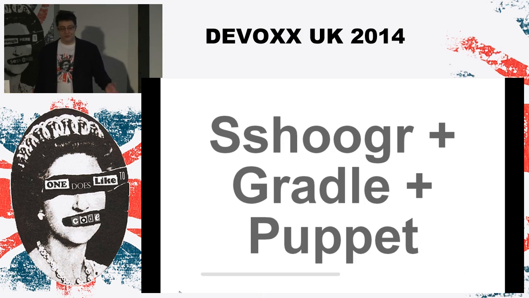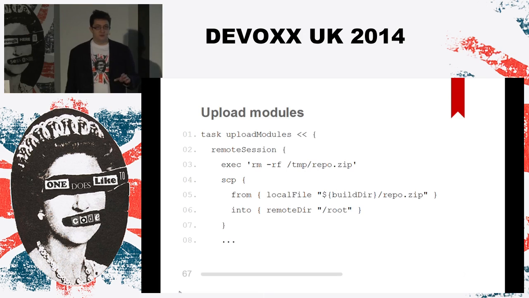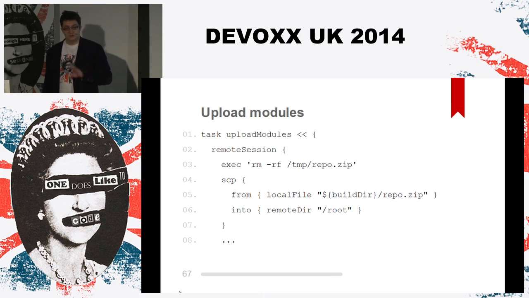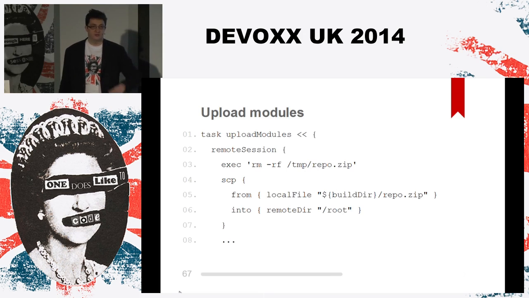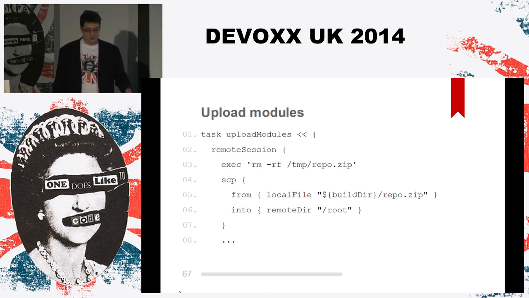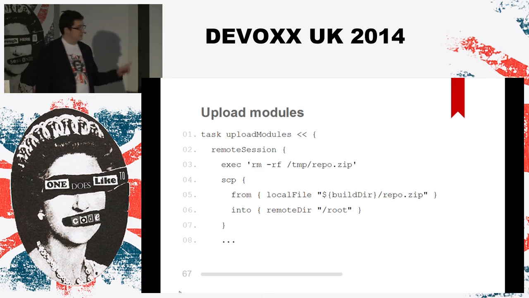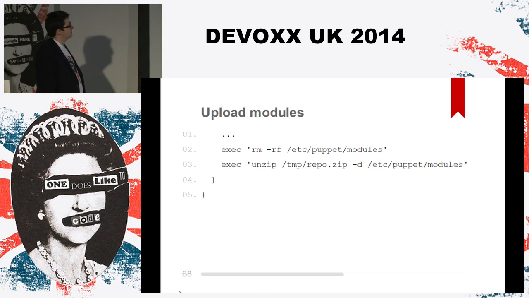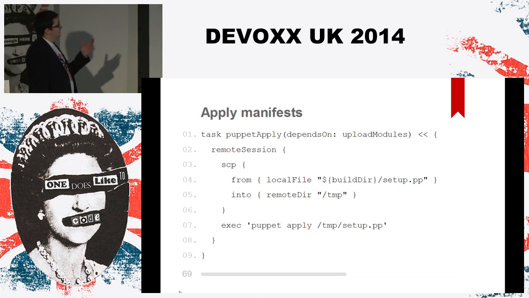Sugar plus Glider plus Puppet. We minimized some of our tasks to just uploading Puppet manifests and running them. So a lot of our infrastructure management code minimized to just these two tasks. So upload modules: we zip them, we push them through the server, we unzip them on the remote machine. And then we have another task called Puppet apply, which calls the puppet apply command to apply the manifests or the modules that we want to be on the machine.